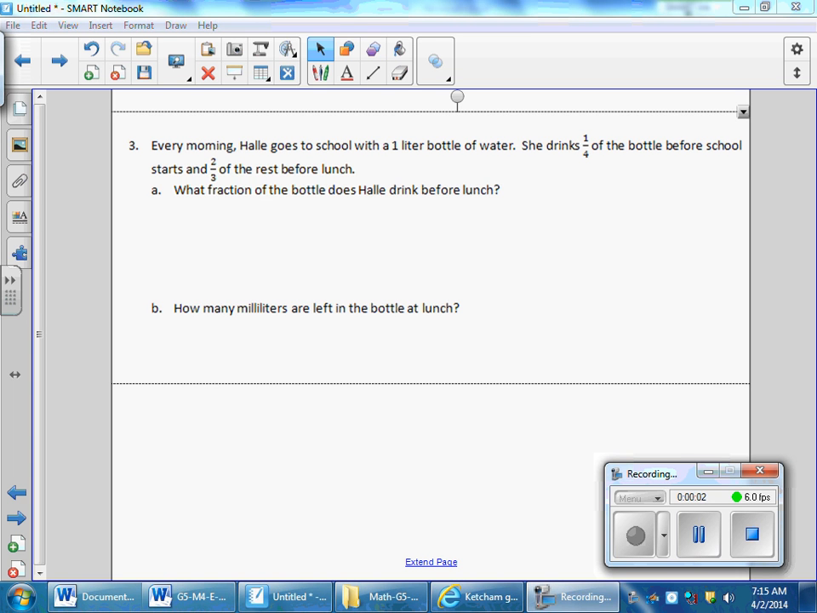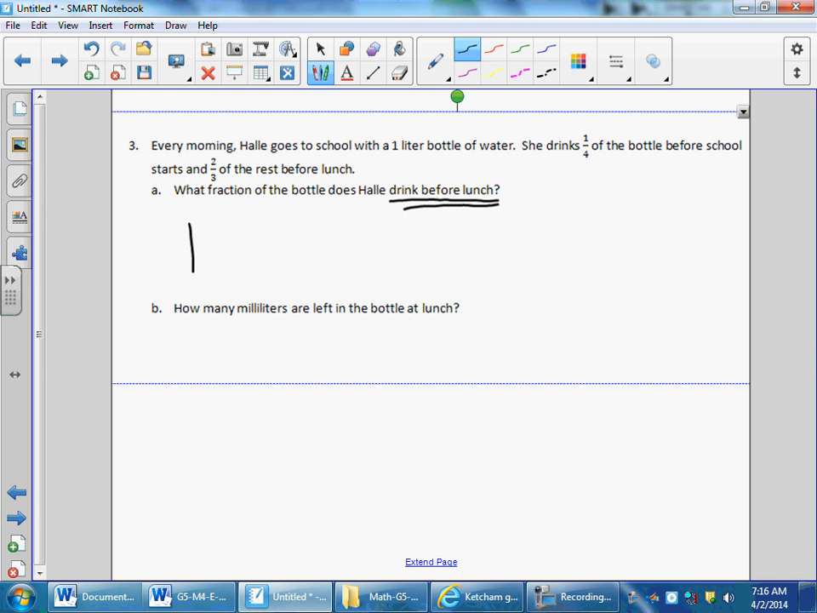Module 4, Lesson 15 homework, question number 3. Every morning, Haley goes to school with a 1-liter bottle of water. She drinks a quarter of the bottle before school starts, and 2/3 of the rest before lunch. What fraction of the bottle does Haley drink before lunch?